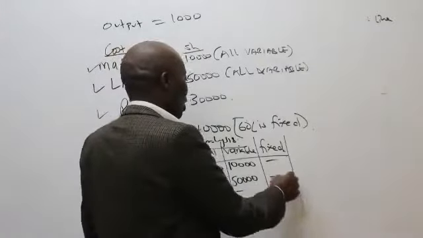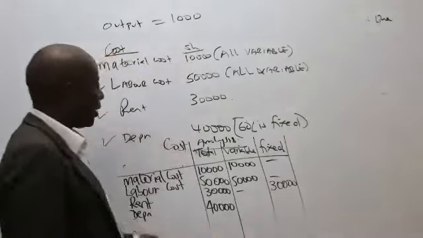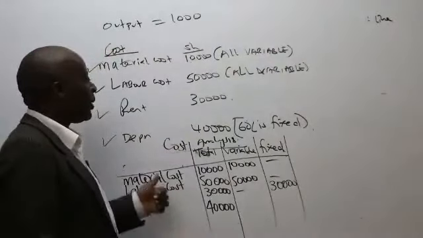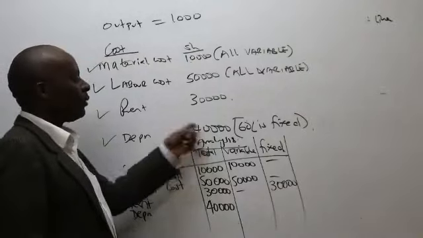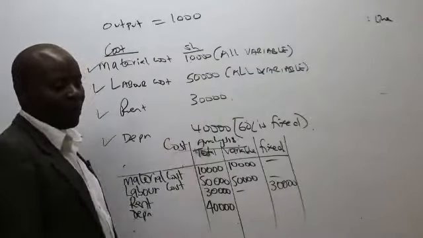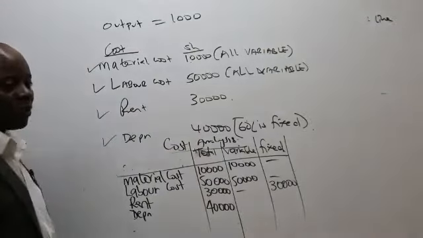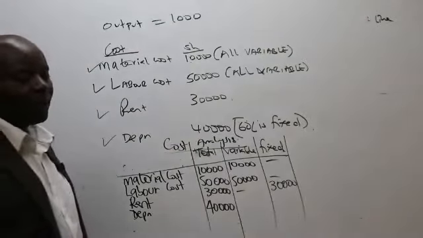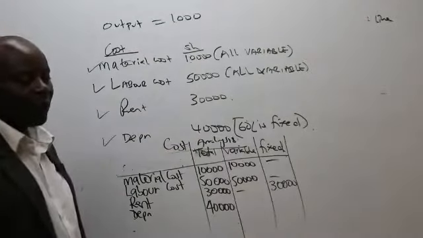Thank you very much. From there, ladies and gentlemen, we have depreciation. What have they told us about depreciation? That 60% is fixed. So what is 60% of 40,000? Can somebody help me? 0.6 of 40,000 will give us what figure?